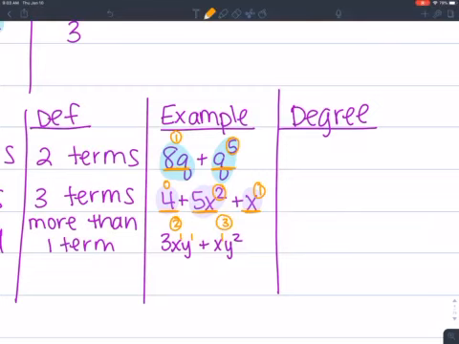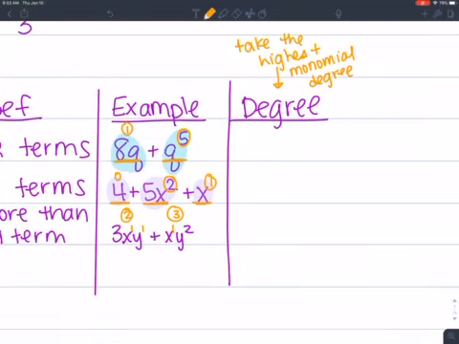So when we're finding the degree of a polynomial, we take the highest monomial degree. The highest monomial degree here is that 5, so our degree would be 5. Our highest monomial degree here is this 2, so our degree is 2. Our highest monomial degree here is a 3, so we take the 3.